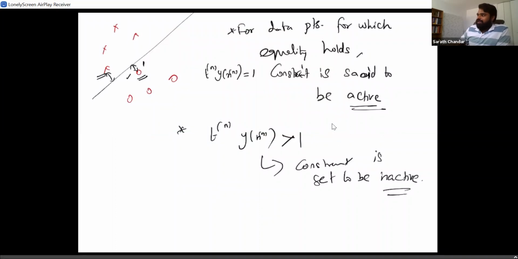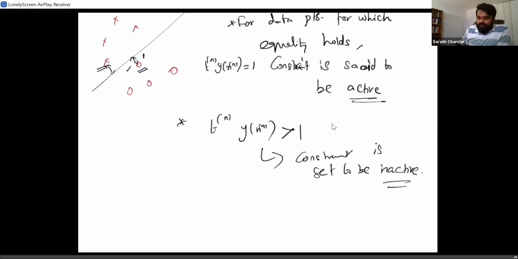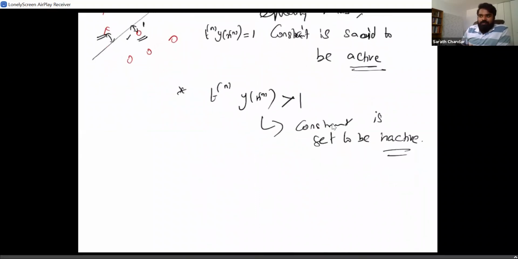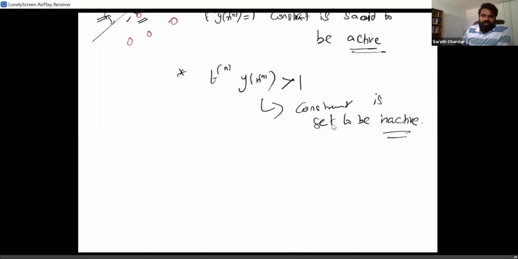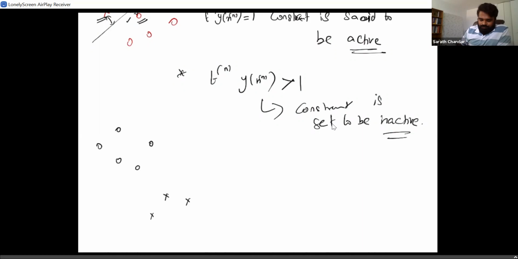Now I can understand Emmanuel's confusion here, because as per this definition, at any point of time there will be at least one constraint which is active. So let's do an example. I have a bunch of circles here and a bunch of crosses here. If I draw a line like this as my decision boundary, what is the closest to this?